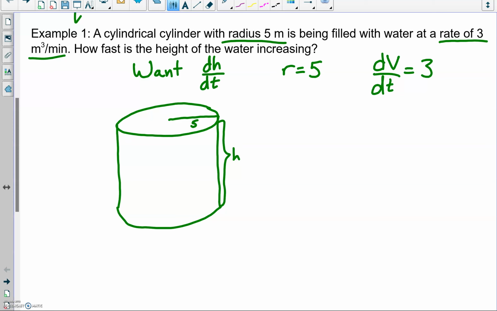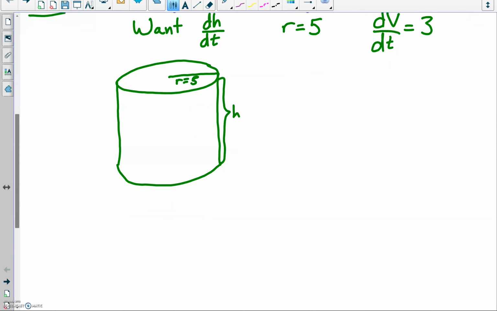So let's try and find a way to relate the radius, the height, and the volume together. Since they're giving me a change in volume and a radius, and I want a height change, I have to find a way to relate those together. Looking at this cylinder, we do have an equation for the volume of a cylinder. That volume equation is pi r squared, which is the area of the circular base, times the height.